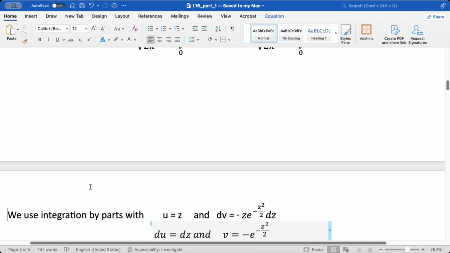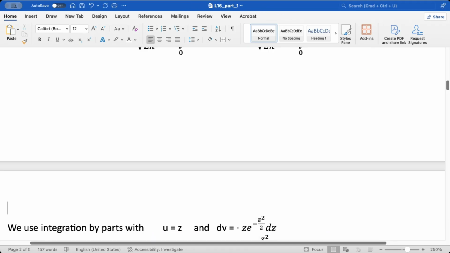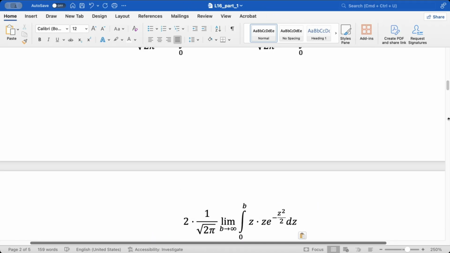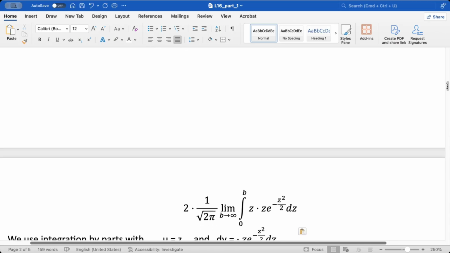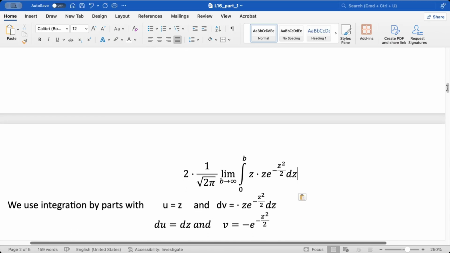Sorry, just trying to line this up here. All right. So we can't really use the regular rules of integration by parts, but what's happening here is that the z portion has a nice derivative of just 1, and then this expression we can integrate with a u substitution. With the integration by substitution, making the substitution the exponent, negative z squared over 2, works out nicely here.